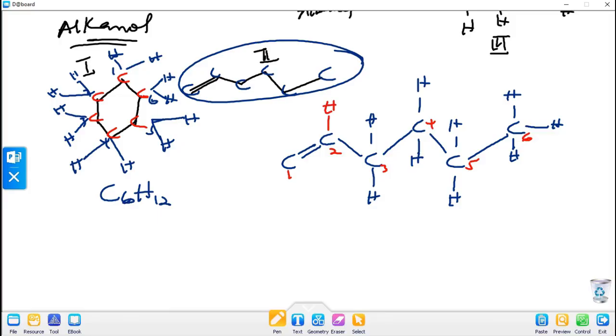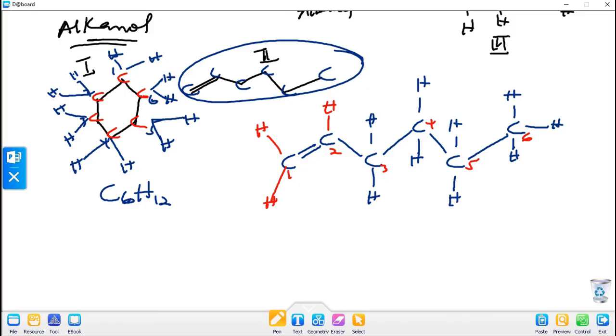Now let's look at carbon 1. Carbon 1 is only having 2 bonds with carbon 2. So it means it's going to need 2 more bonds with hydrogen. So that is carbon 1's bond. So every carbon in this chain is complete. Now let's count how many hydrogens we have, beginning from carbon 1.